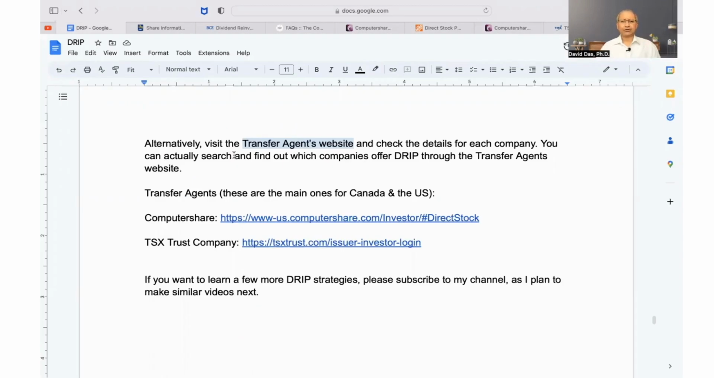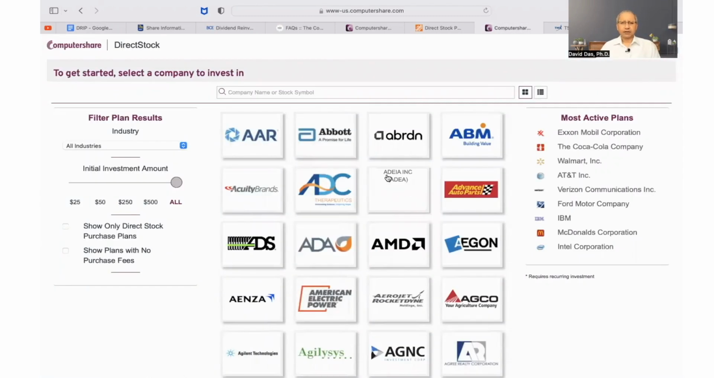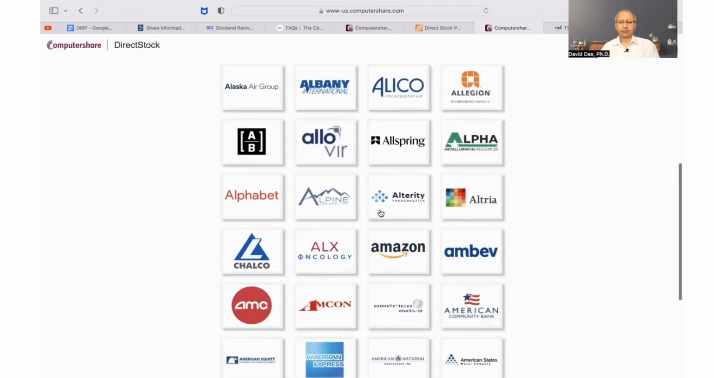Now let's talk about the transfer agents. As I mentioned before, there are two important ones: one is Computershare and the other one is the TSX Trust Company. These websites are so powerful that you should definitely use them for your research. So let's go to the Computershare website. This is the Computershare website for the US. You can see a list of all the stocks that are available for DRIP.